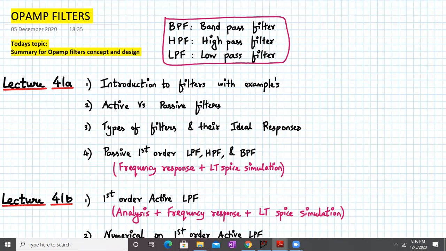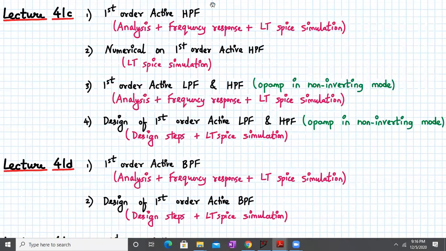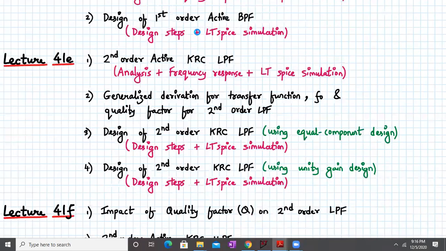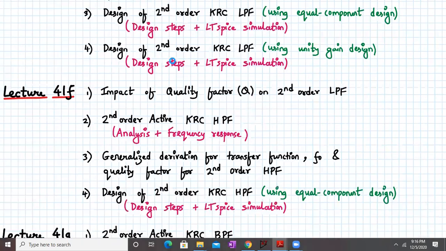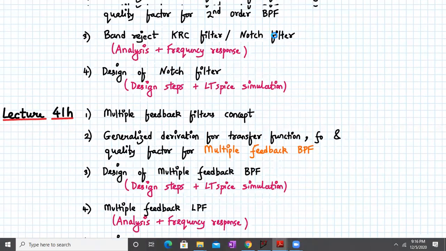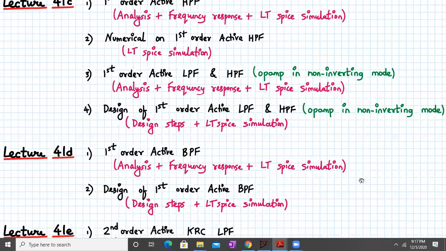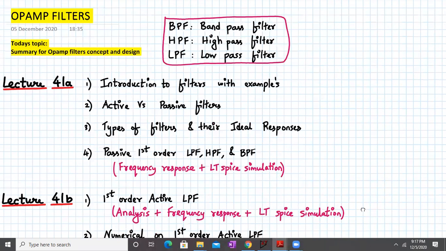We have divided these OPAM filters into 8 short lectures, starting from 41A, 41B, 41C, D, E, F, G, and H. So we have a total of 8 lectures, which will complete the entire module of filter topics, that is OPAM filters.